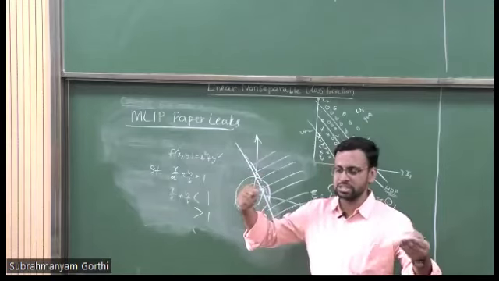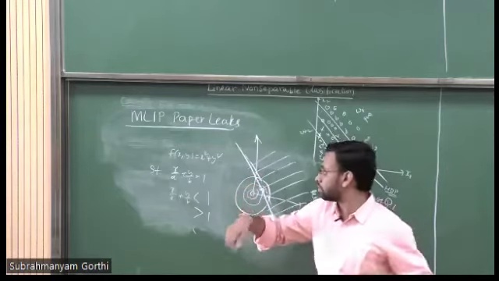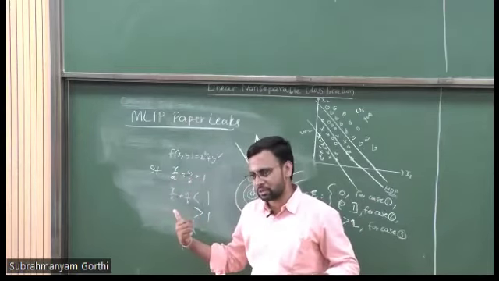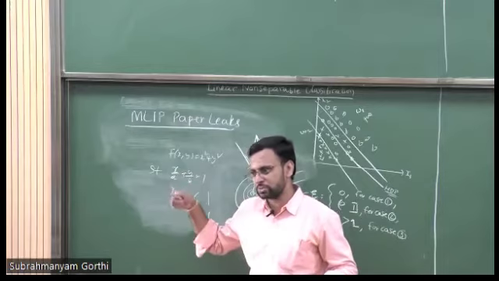Minimization will become maximization. If your variables are W bar and W naught, you take the partial derivatives with respect to them and make them 0.